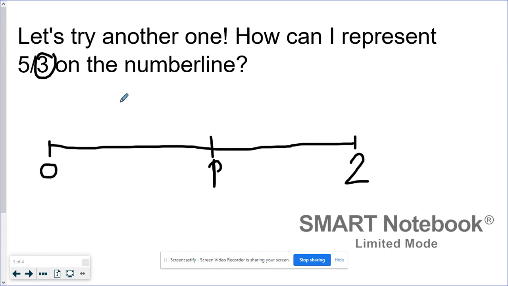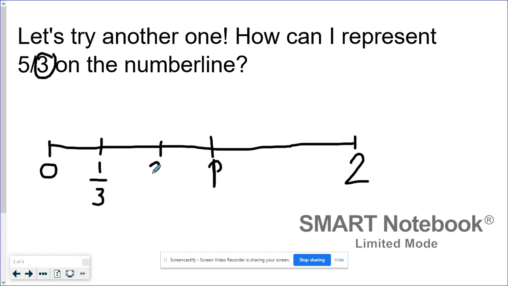So I know that I have to partition my number line from 0 to 1 in thirds. So I'm going to go ahead and do that. So I have 1, 2, 3 equal spaces. So I partitioned it into thirds. And when I label my unit fractions, this is the first one, so it's 1/3.